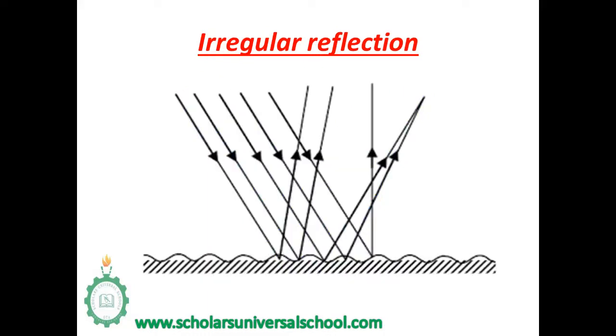You understand? For the irregular reflection, you can see this is not a smooth surface; this is a rough surface. When the parallel beam was incident on this rough surface, instead of being reflected smoothly as another parallel beam, you can see the rays are now going in different directions.